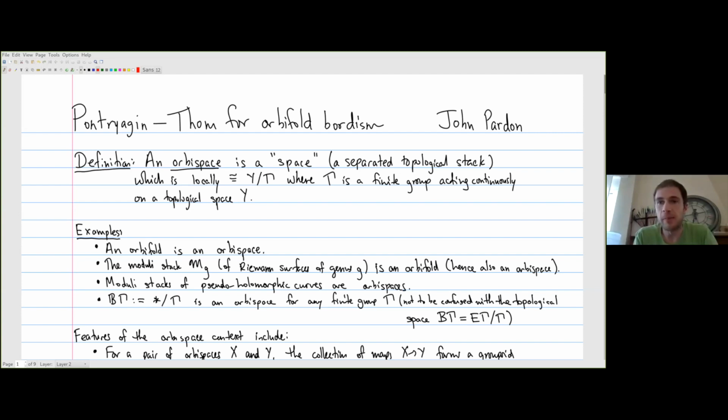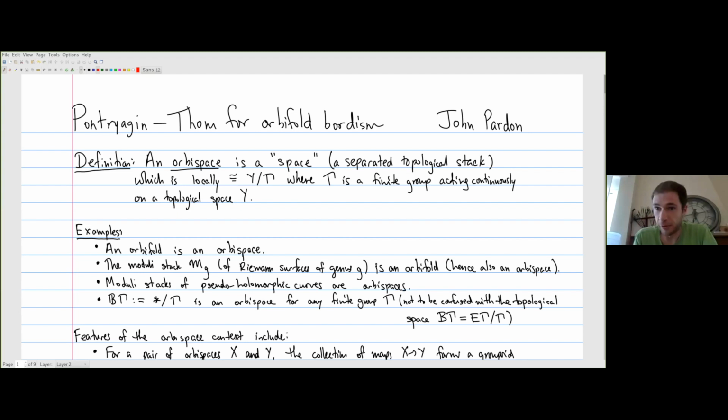Now, to make this sort of thing precise, you need the language of stacks. This talk is not meant to be an introduction to that language. If you already know it, great. If you don't, it won't really matter. The important part is that an Orbispace is something which is covered by some atlas by things of the form topological space modulo continuous action of a finite group. Okay, so what are some examples of these things?